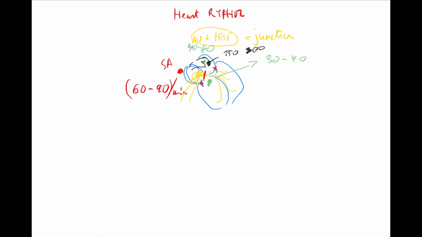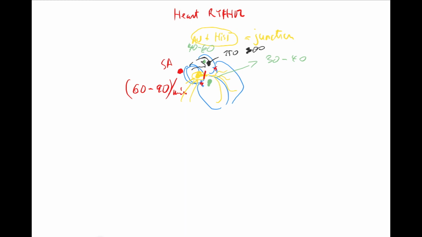Now we're going to go to the rhythms which you can have. I'm going to mention the physiological one and then the pathological ones, and two really important pathological frequencies, so pathological rhythms that you should really know. Okay, and before this, one more thing.